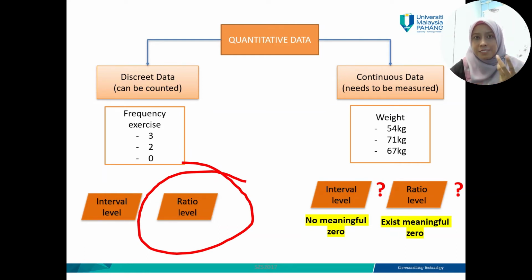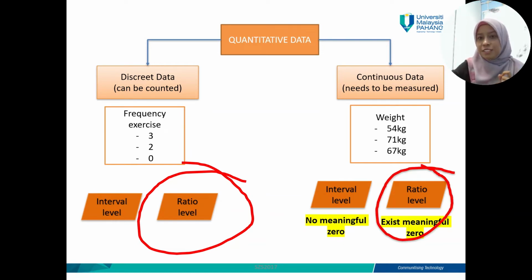Flour, tepung, F-L-O-U-R. So what if you do the measurement and you get 0 kilogram? What does 0 kilogram mean here? It means there is no flour in that bag, right? 0 kilogram. So again, this is a meaningful 0. So weight is quantitative data, quantitative continuous data at ratio level.